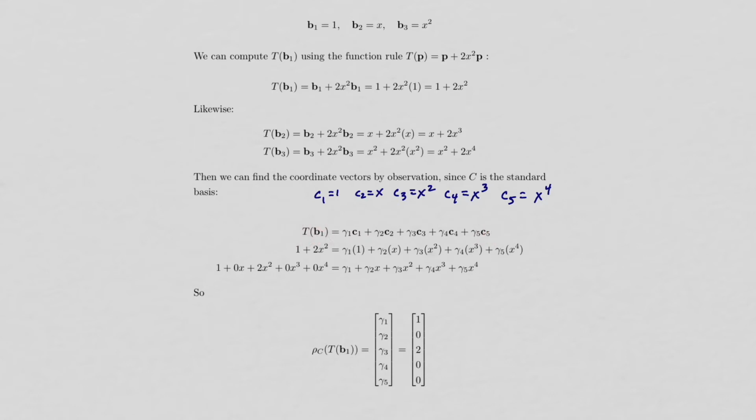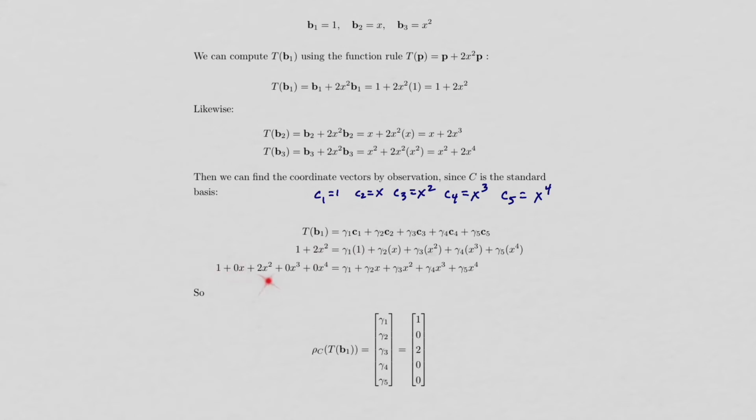I'll replace T of b1 with the polynomial we found, 1 plus 2x squared up here. And then on the right side, I'll replace the c's with the polynomials up here. And then I can write 1 plus 2x squared with some 0 terms here to write it out as a fourth degree polynomial. So there's no x term here or x cubed or x to the fourth, but I can put them in with a 0 coefficient.